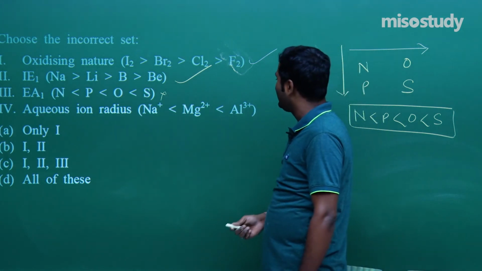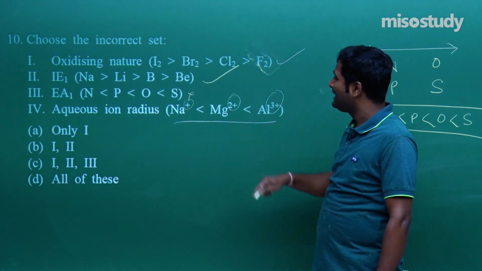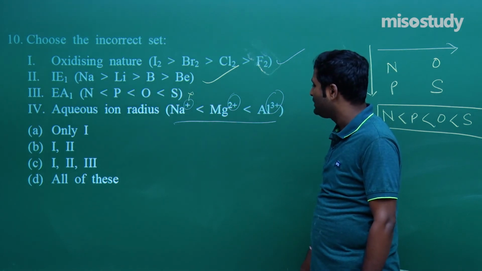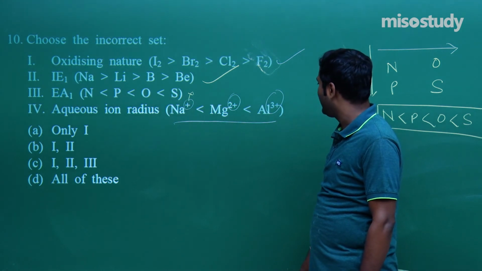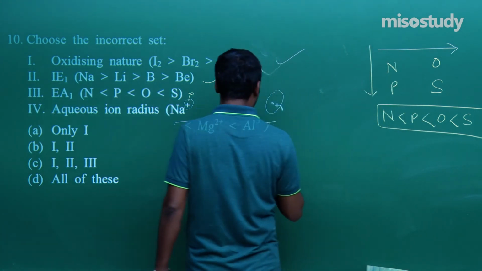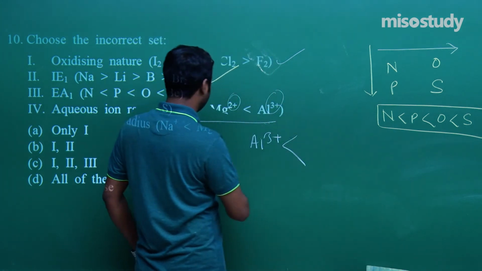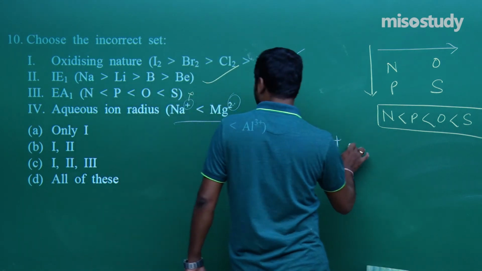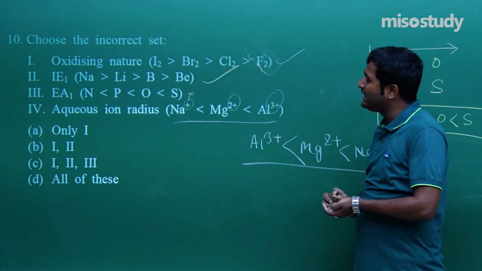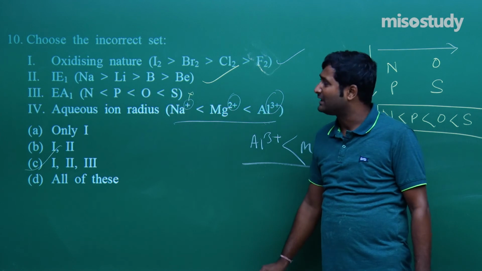Now the aqueous ionic radius. As we know, the more the charge of the cation, the lesser the size. So for aqueous ionic radius, the given order is Na plus, Mg2 plus and then Al3 plus. This is not a correct order. The order should be Al3 plus, then Mg2 plus, then Na plus. This is the correct order. So according to this, option C is correct. 1, 2 and 3, clear to you?